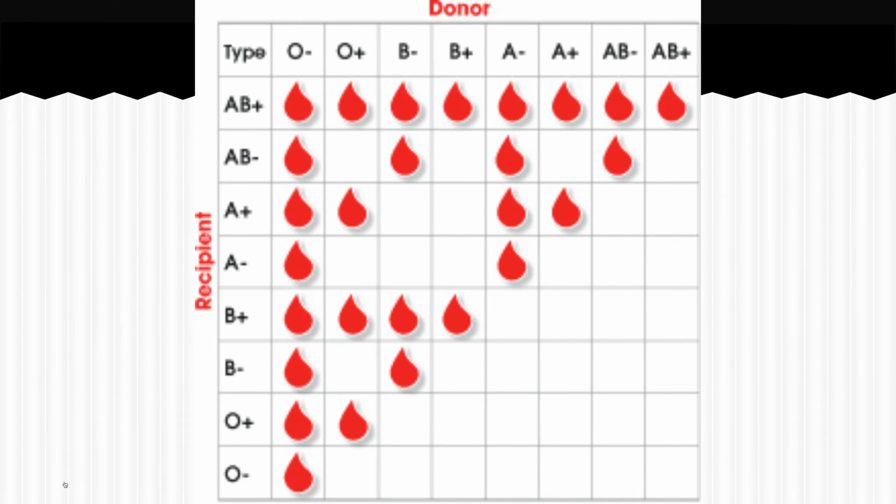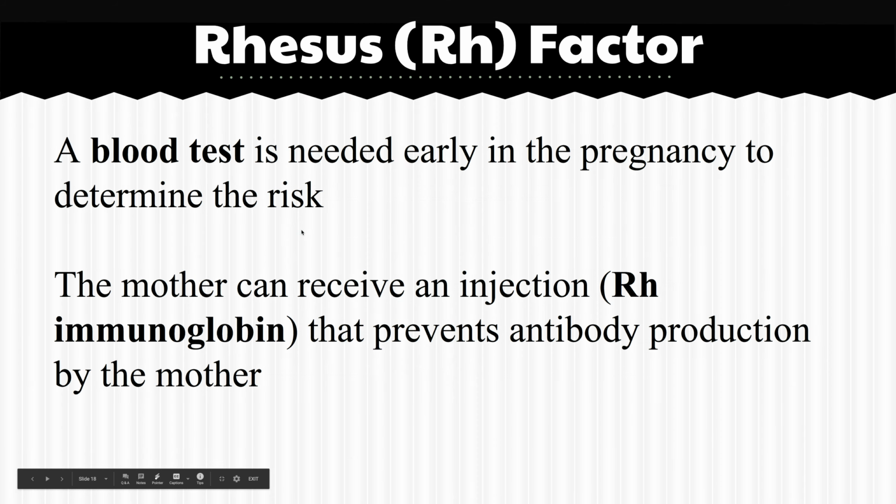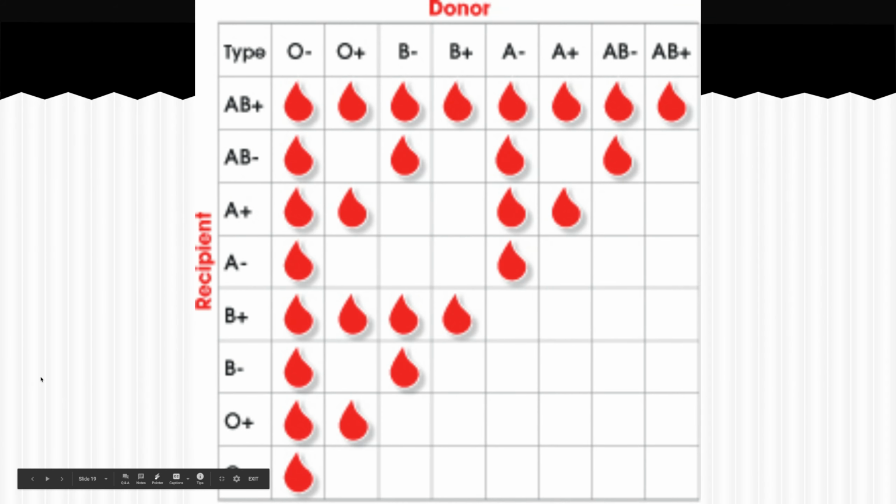Kind of showing the donor chart. O negative is the universal donor. They can give to every blood type because they don't have any antigens. The O blood types have zero antigens, and if they're negative, they don't have the Rh antigen either. O positive can give to all other positive blood types.